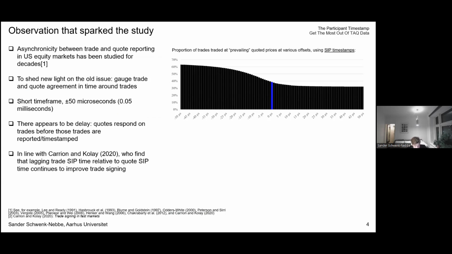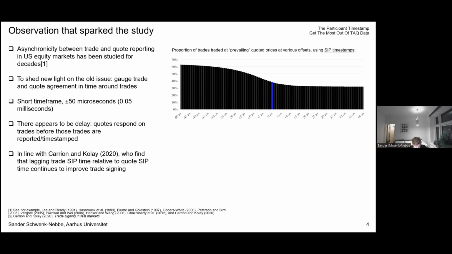I then offset trade relative to quote time when obtaining those prevailing quotes. That offset I report on the x-axis. So the blue bar here uses no offset, meaning the prevailing quote is obtained as the last quote update with an earlier timestamp than the trade. So that's just a standard definition.